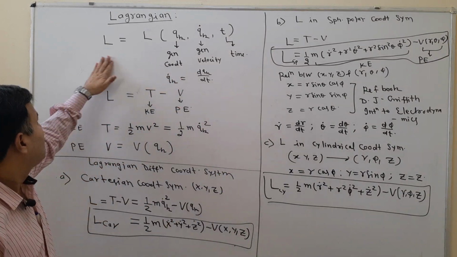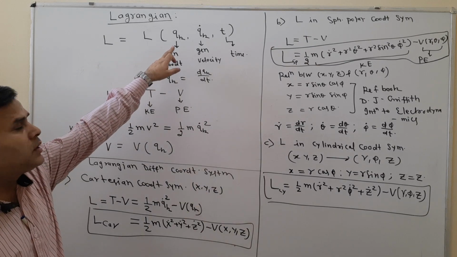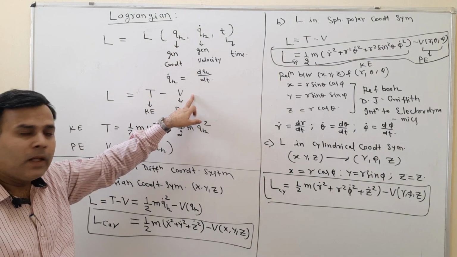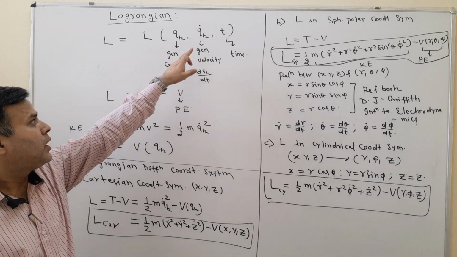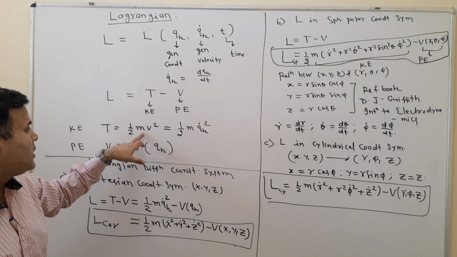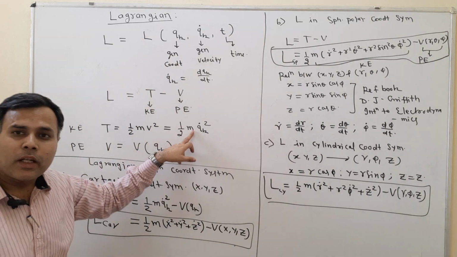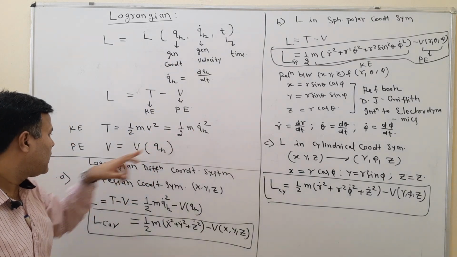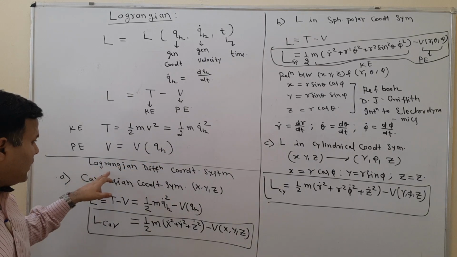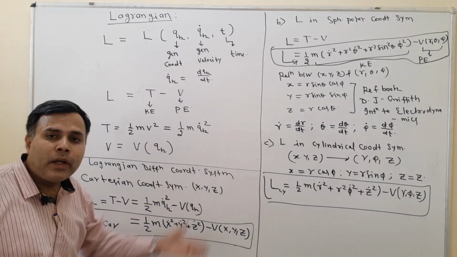Let me just quickly revise. The Lagrangian is basically defined as T minus V, kinetic minus potential. It is a function of generalized coordinates and generalized velocities, where kinetic energy is half m v square, or in terms of generalized coordinates, half m qk dot square, and potential is a function of generalized coordinates. And this is the Lagrangian in different coordinate systems.